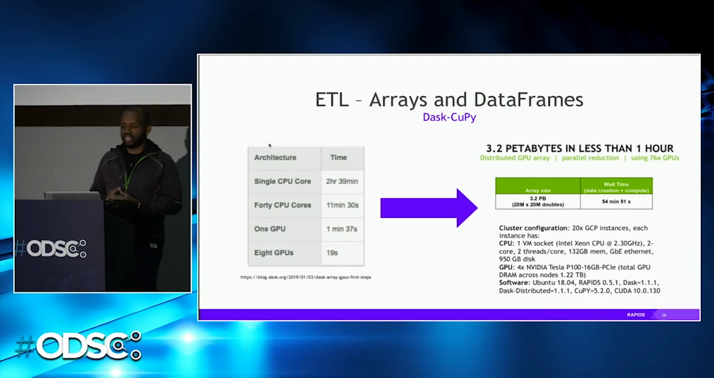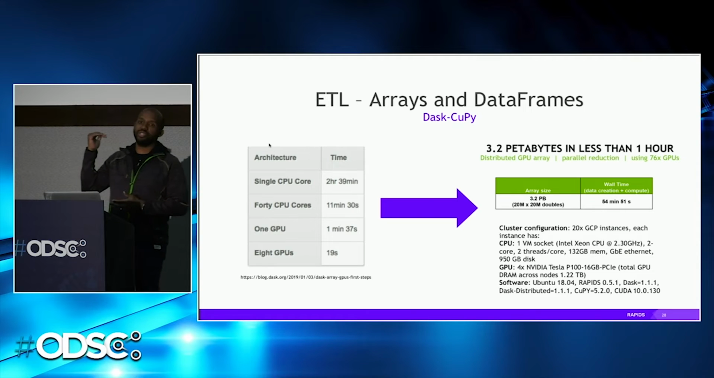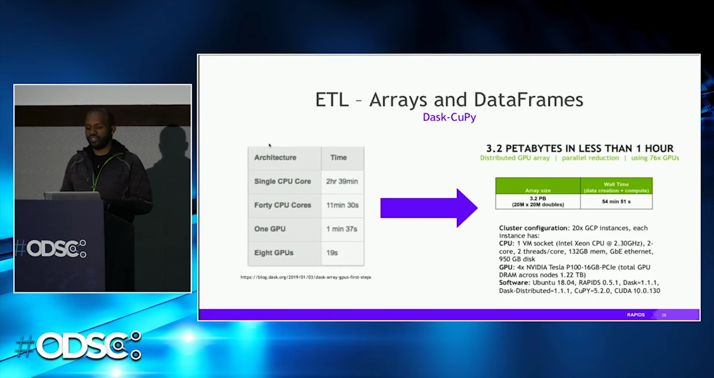And then we went crazy and scaled it out to 3.2 petabytes, and we used 76 of the P100, so not the current generation. We went back 2 generations, mainly because they're cheaper. And we did it in about 54 minutes.